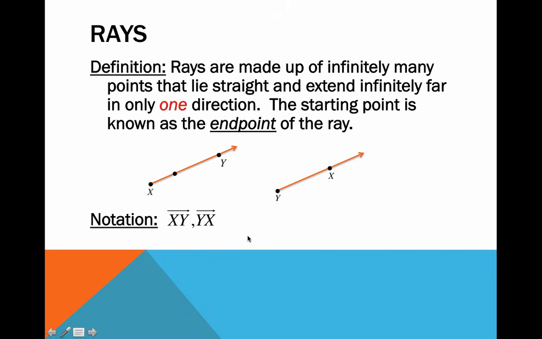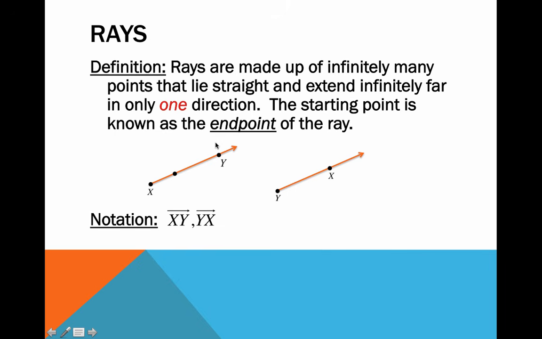The next vocabulary word is called a ray. Rays are made up of infinitely many points that lie straight and extend infinitely far in only one direction. The starting point of a ray is known as the endpoint of the ray. Notice that the 2 rays look very similar but are actually different. We represent the ray by only putting 1 arrow at one end, since a ray only extends infinitely far in one direction.